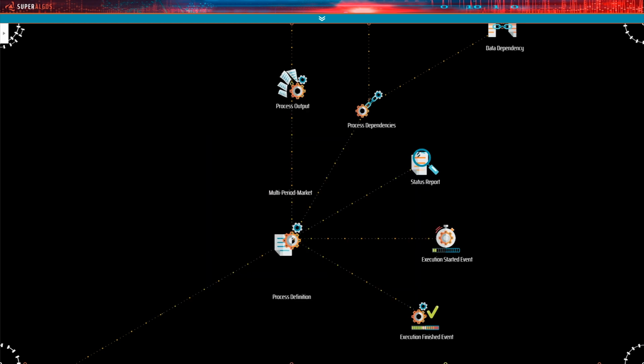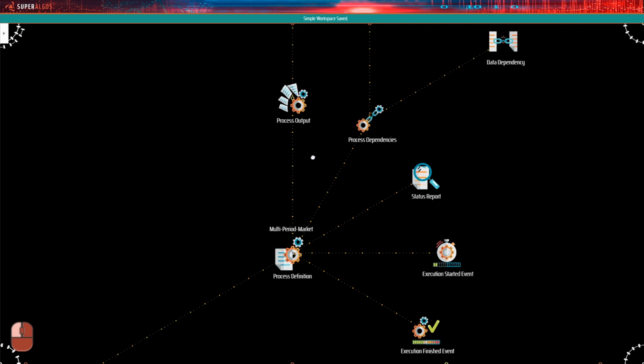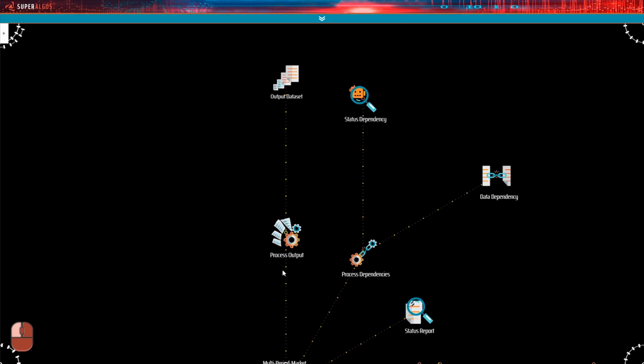Okay, let's dive into the definition of the process. For the time being, we will leave the process output with a single output dataset. The output dataset must reference a dataset definition, but we will leave that for later, as the dataset definitions are created at the level of the product and we haven't created them yet. Let's move on to the process dependencies.